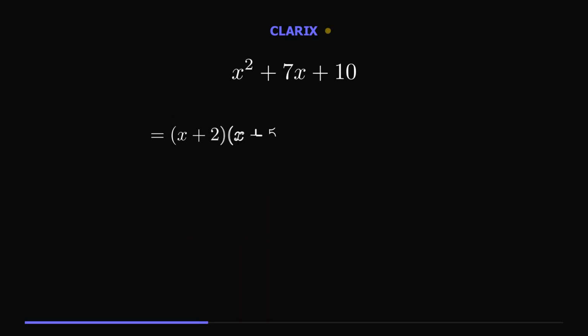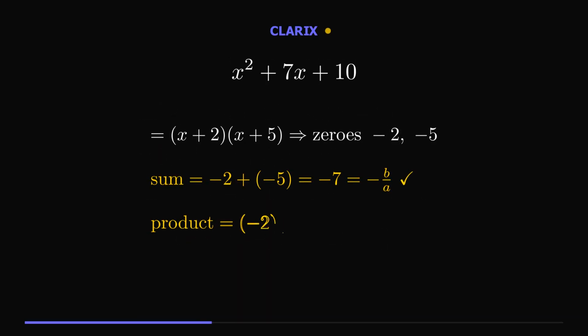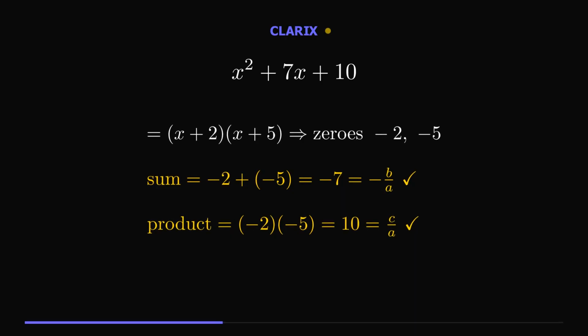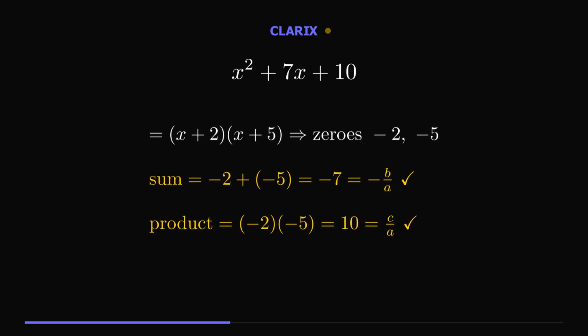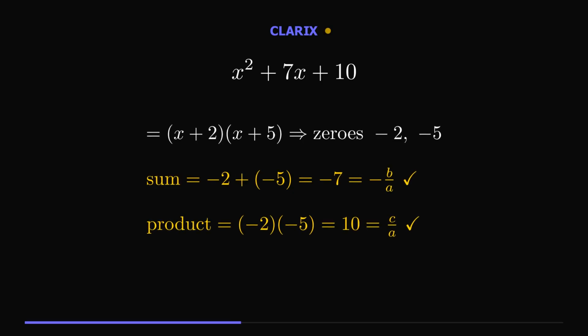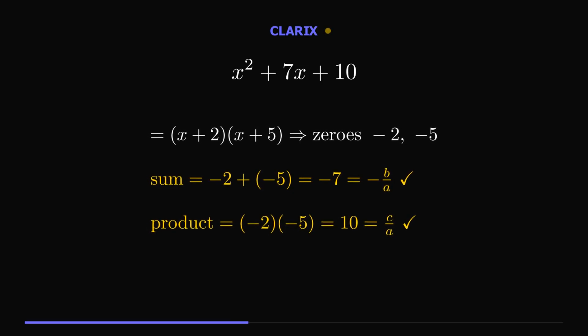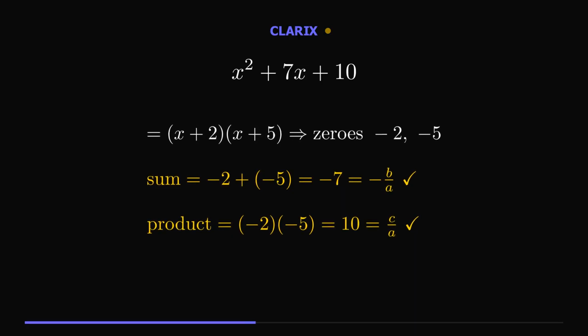Let's use it on a real one. x squared plus 7x plus 10. First, find the zeros the usual way by splitting the middle term. We need two numbers that multiply to 10 and add to 7. That's 2 and 5. So it factors as x plus 2 times x plus 5, giving zeros x equals minus 2 and x equals minus 5. Now let's verify our rule. The sum, minus 2 plus minus 5 is minus 7, and minus b over a is minus 7 over 1, which is minus 7. Match. The product, minus 2 times minus 5 is 10, and c over a is 10 over 1, which is 10. Match. The rule holds perfectly.